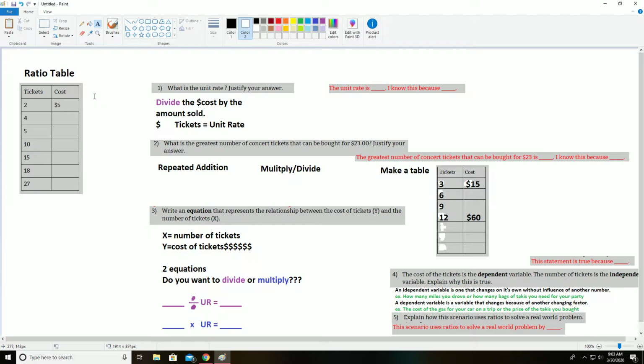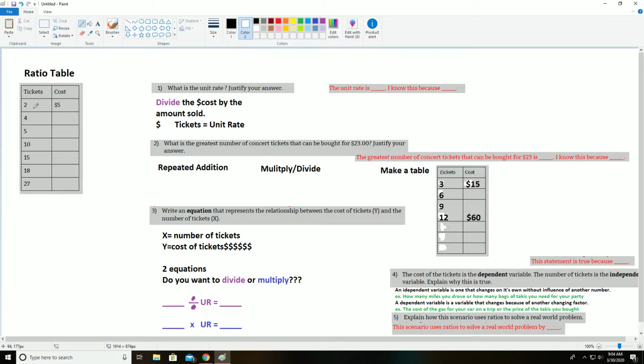So here's our ratio table. You're just filling this out just like you would any other ratio table by any other means. You can use repeated addition. You can multiply, divide. You can make visuals, like just counting. For every two tickets, we know it costs $5, so you could draw that out. However you'd like to do that. I'm going to choose to do this by ways I've showed you in the past.